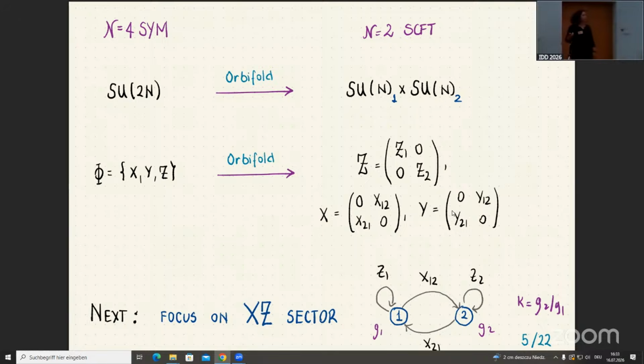And in particular for the talk, I will focus on the XZ sector. So this is the quiver. So basically I'll have only Z's and X's. And one extra thing we can do is marginally deform and have two different couplings instead of having all the same coupling. And for the whole talk, you only see again a g at the very end. I will use this kappa, which is the ratio of the two.